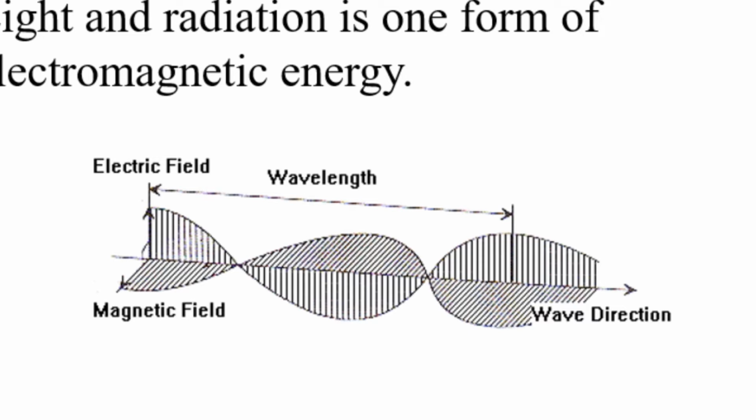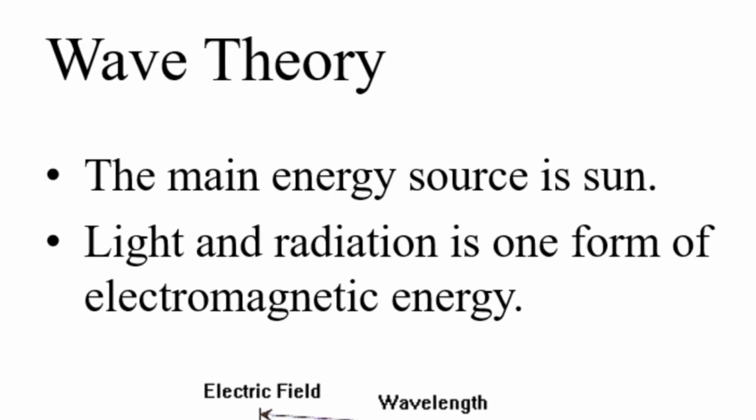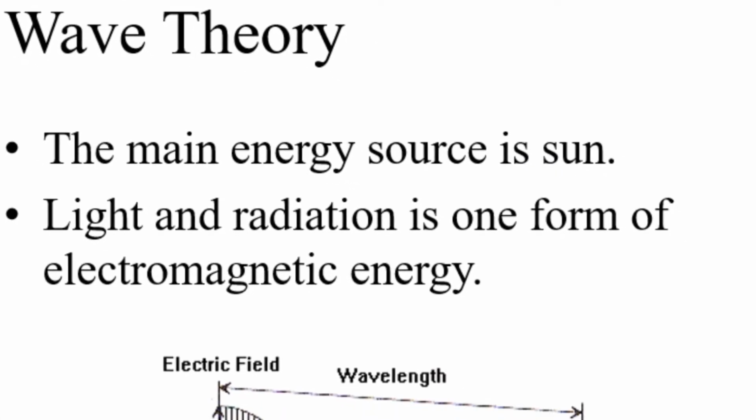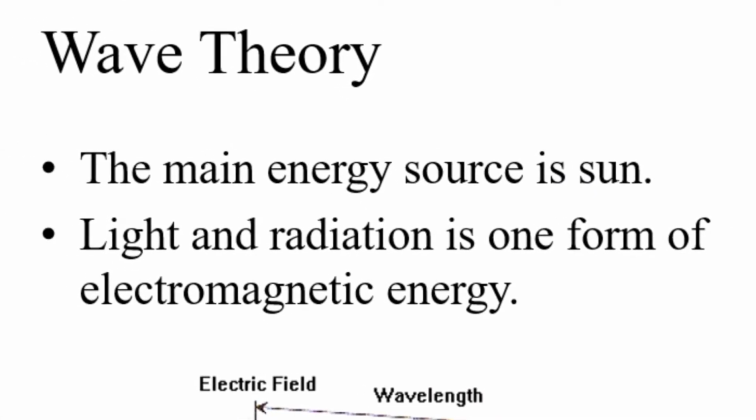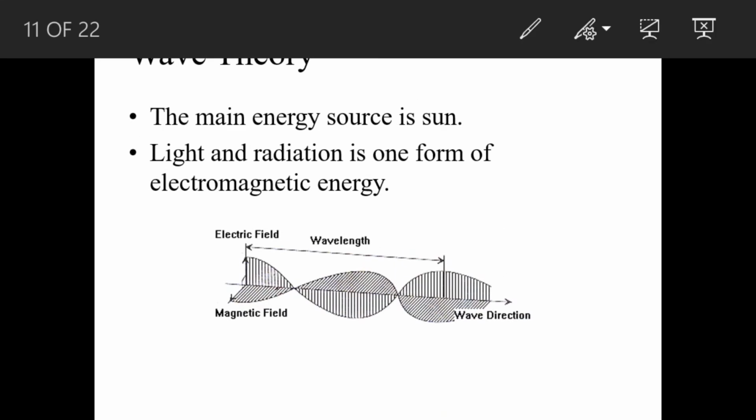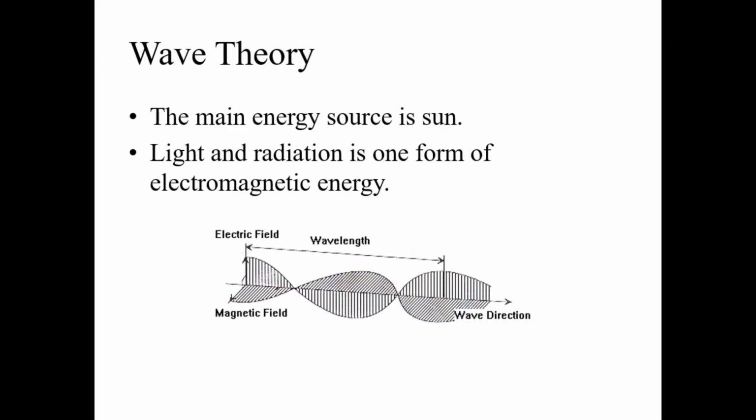The electromagnetic energy has both electric and magnetic components, oriented perpendicular to each other and also perpendicular to the direction of energy propagation. It can be detected only through its interaction with matter.